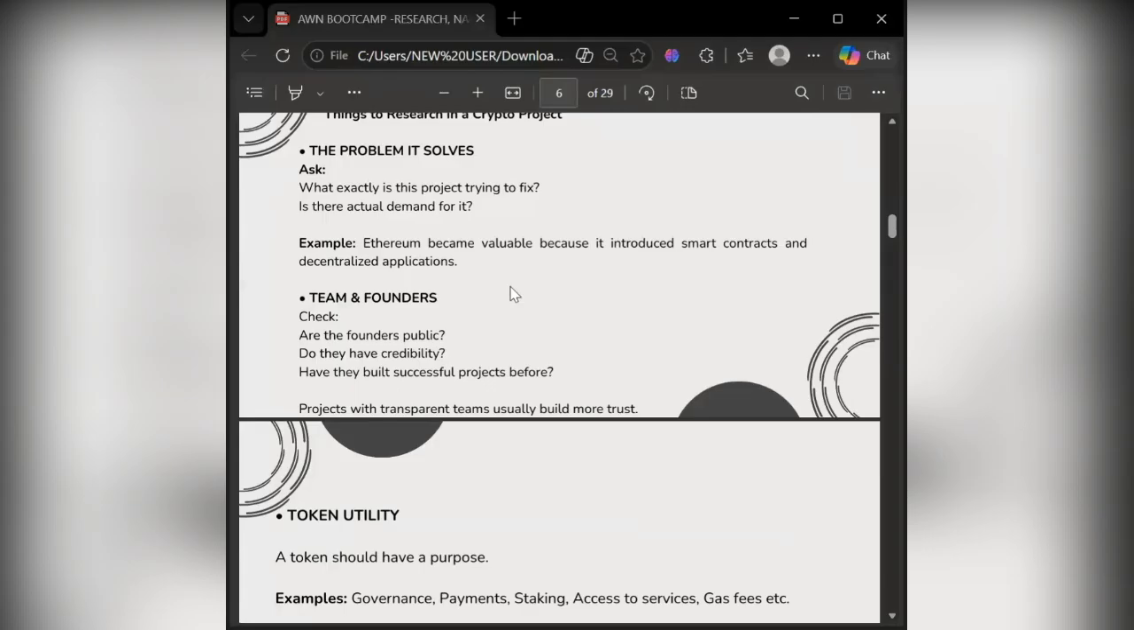So you ask, if you check the founders, are they public? Do they have credibility? Have they built successful projects before? Or is it their first time? Are they using you to test the market? Not just you, but your hard-earned money. Projects with transparent teams usually build more trust.